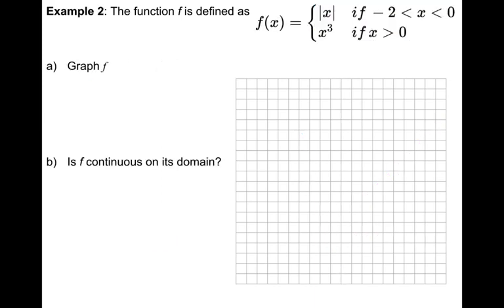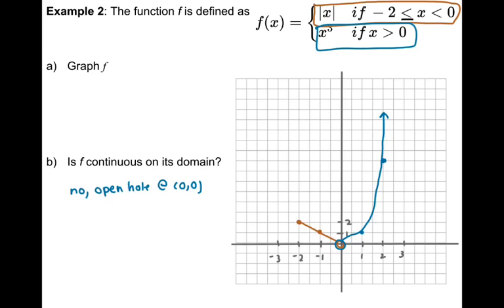I'd like you guys to pause the video and give this a try. Graph this piecewise function and then come back and check your answer against mine. All right, so there's two pieces to this piecewise function. The first is the absolute value of x, and we're only defined along the interval -2 to 0. So we actually cannot have an arrow coming off pointing left.